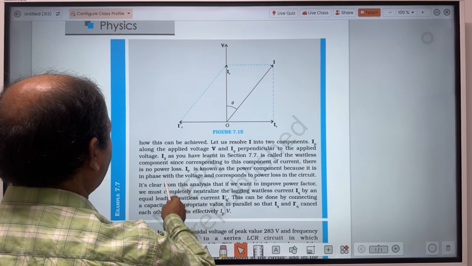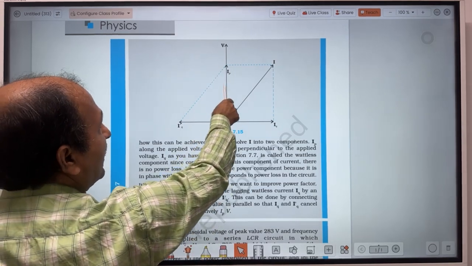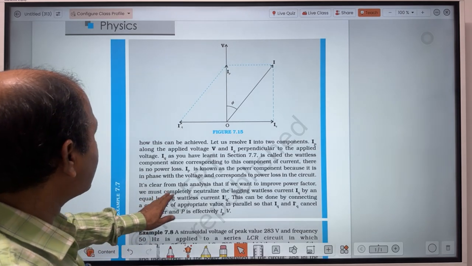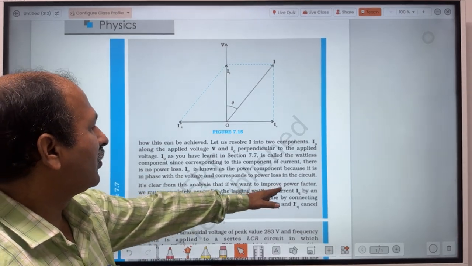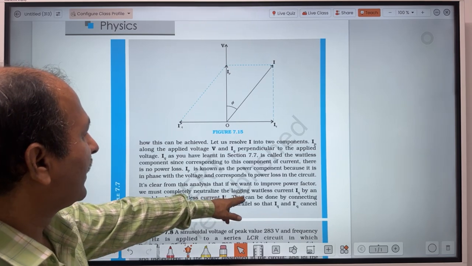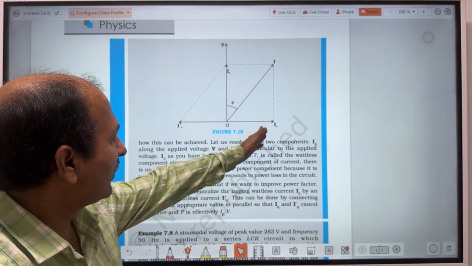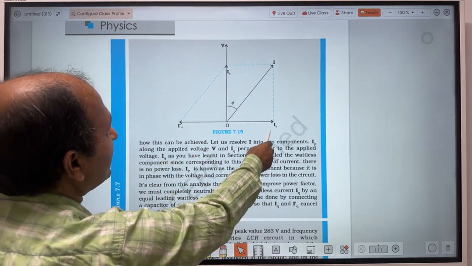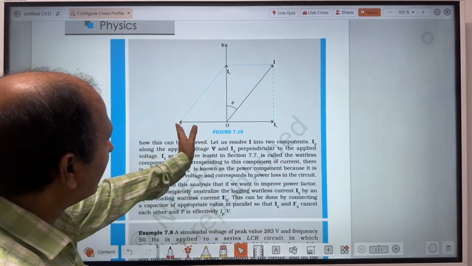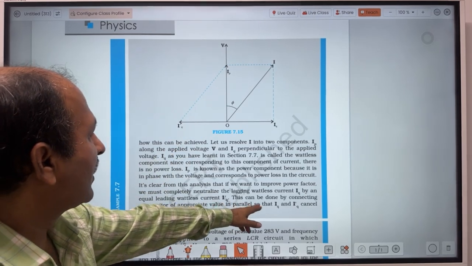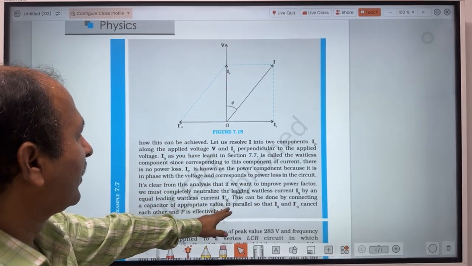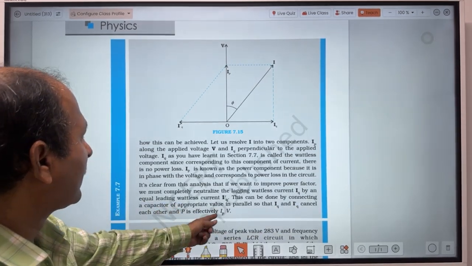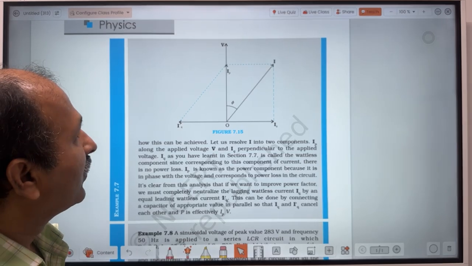So IP is known as the power component because it is in phase with the voltage. This IP will be in phase with voltage, so definitely there will be power loss. Now, it is clear from this analysis that if we want to improve power factor, we must completely neutralize the lagging wattless current IQ by an equal leading wattless current. So in order to cancel this component, there should be another current in the opposite direction. This can be done by connecting a capacitor of appropriate value in parallel so that IQ and IQ dash cancel each other and P is effectively IPV.